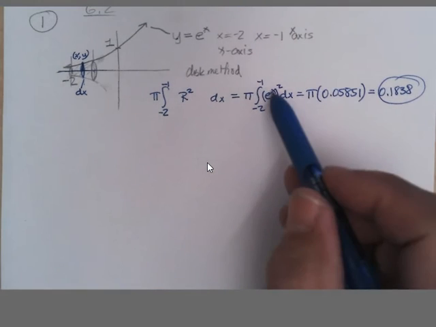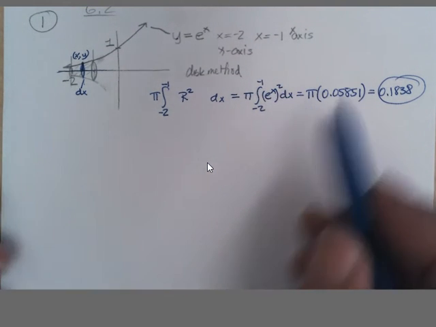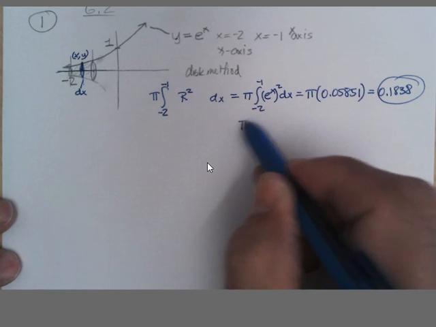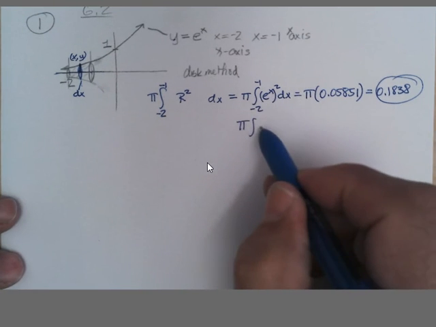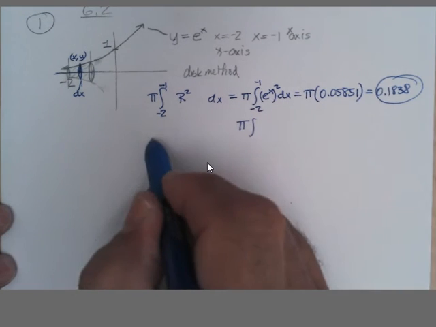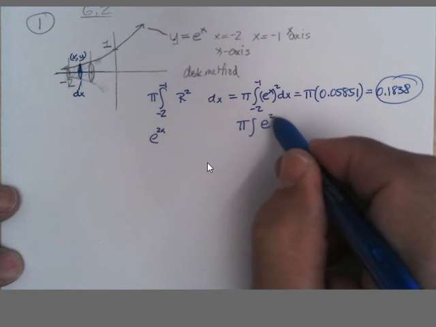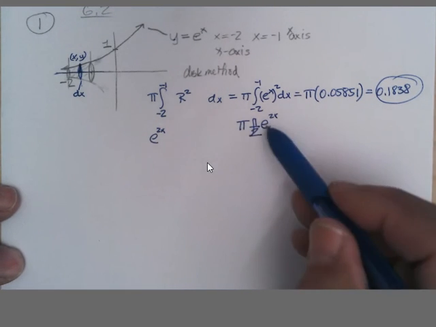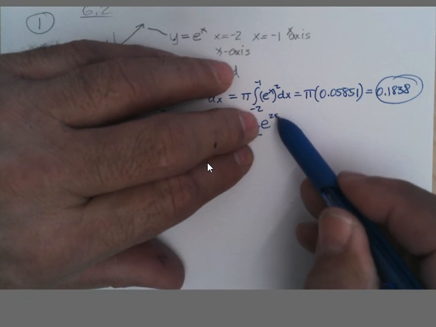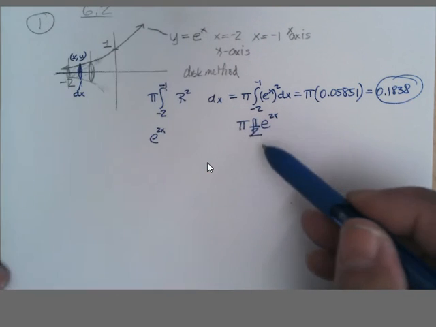So I didn't bother trying to find the antiderivative of e to the x squared. Let's see, what would that be? That would be pi times the integral of e to the 2x. So if I integrate e to the 2x, it's going to be e to the 2x divided by 2, because if I take the derivative of e to the 2x, it's e to the 2x times the derivative of that, which is a 2, which cancels the half.